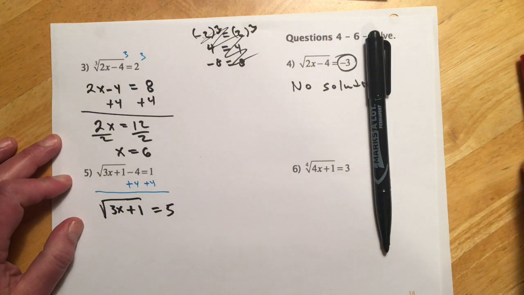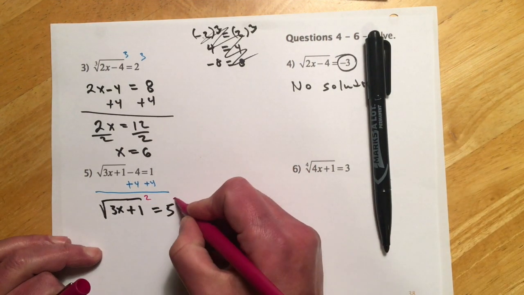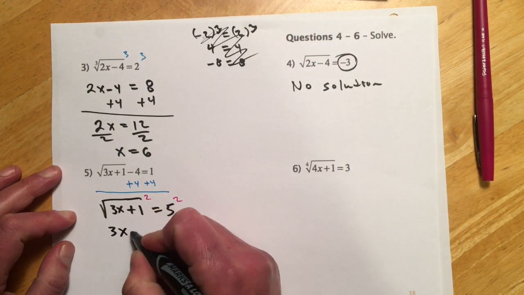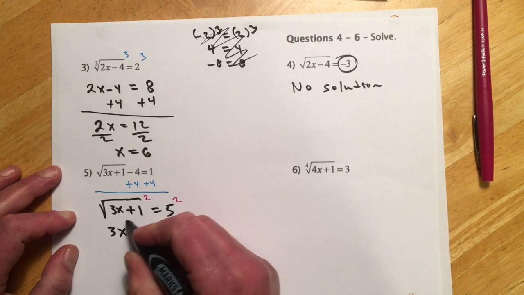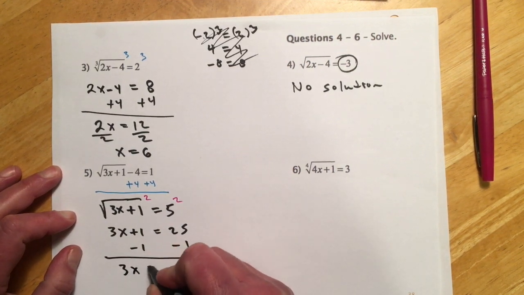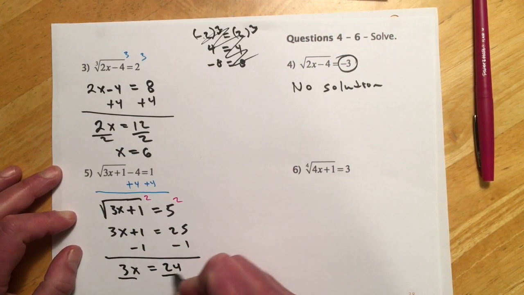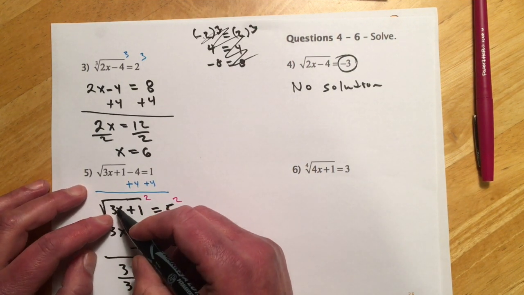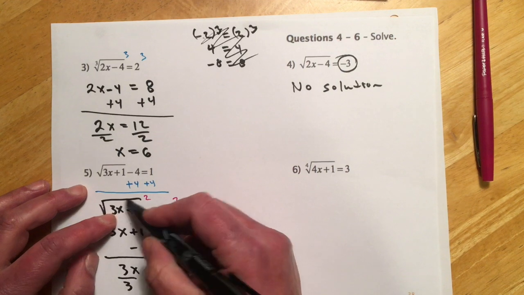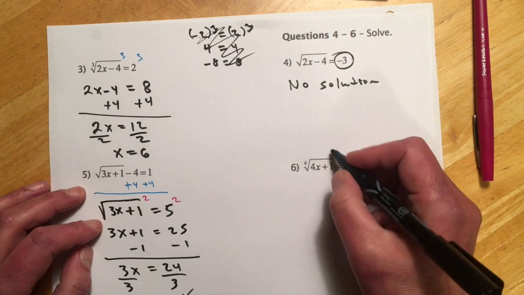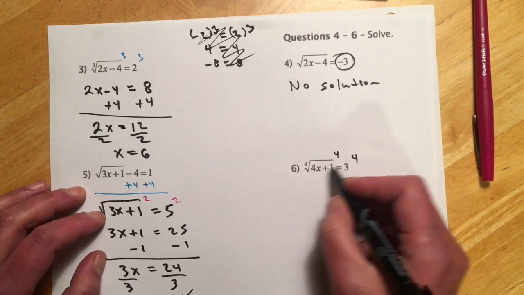And then from there I can square both sides. And that gets me 3x plus 1 equals 25. And then just take everything away from the x. So 3x equals 24, and then dividing, x equals 8. And if we throw that back in here, I get 3 times 8 is 24 plus 1 is 25. Square root 25 makes 5. So that does check.